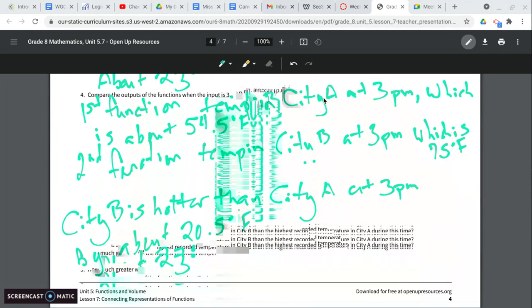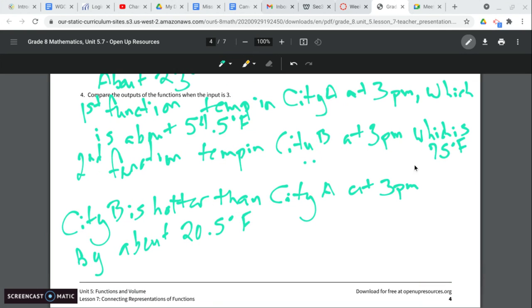Everything that we just talked about. First function, temp in city A at 3 p.m., which is about 54.5 degrees Fahrenheit. Second function, temp in city B at 3 p.m., which is 75 degrees Fahrenheit. City B is hotter than city A at 3 p.m. by about 20.5 degrees Fahrenheit.